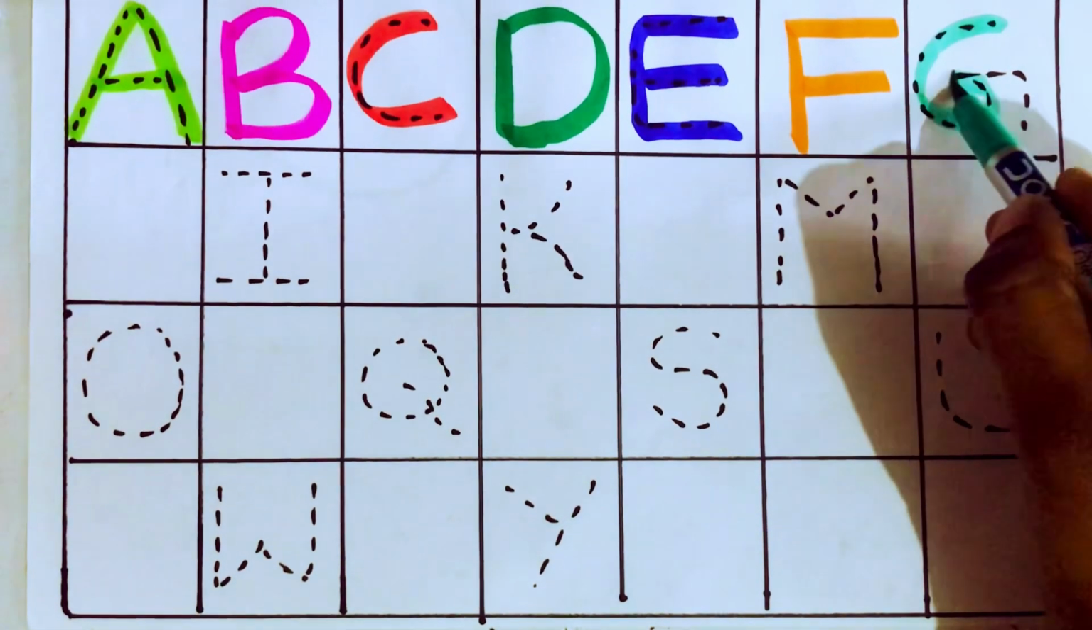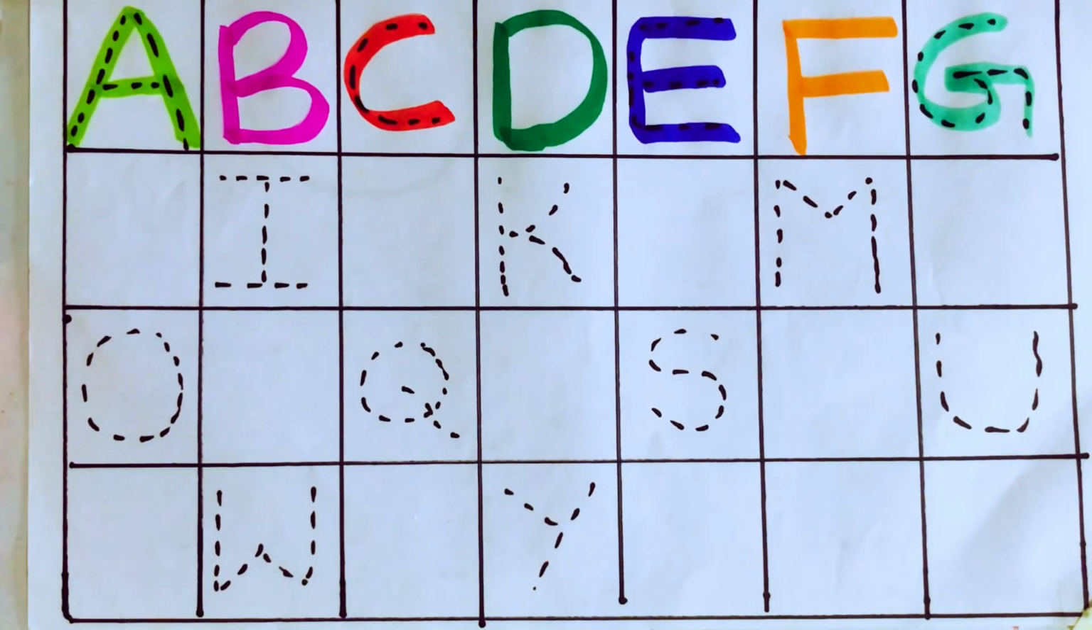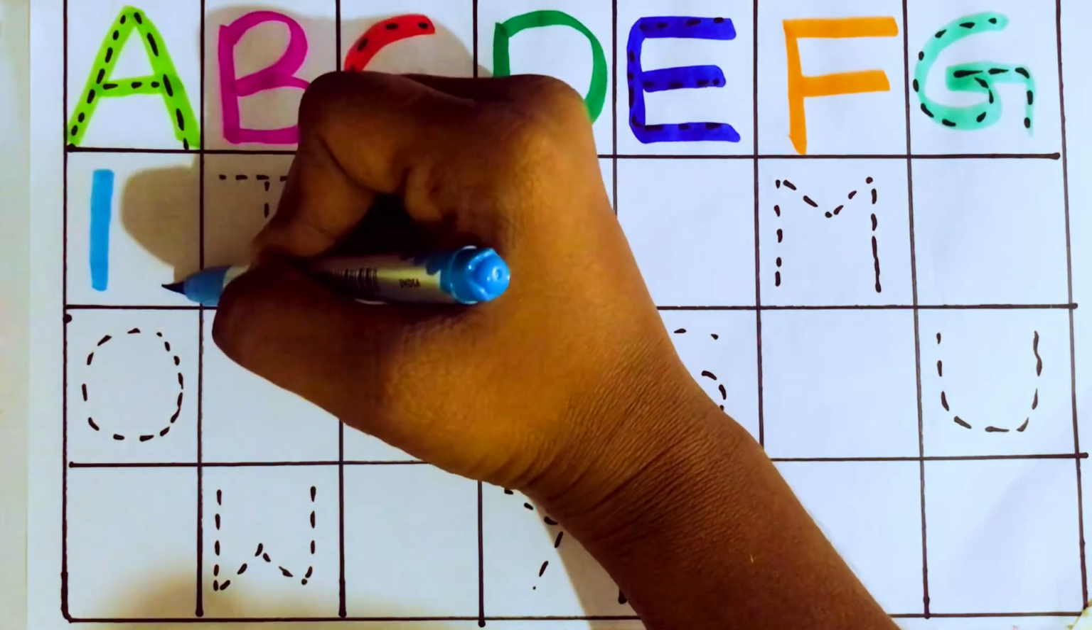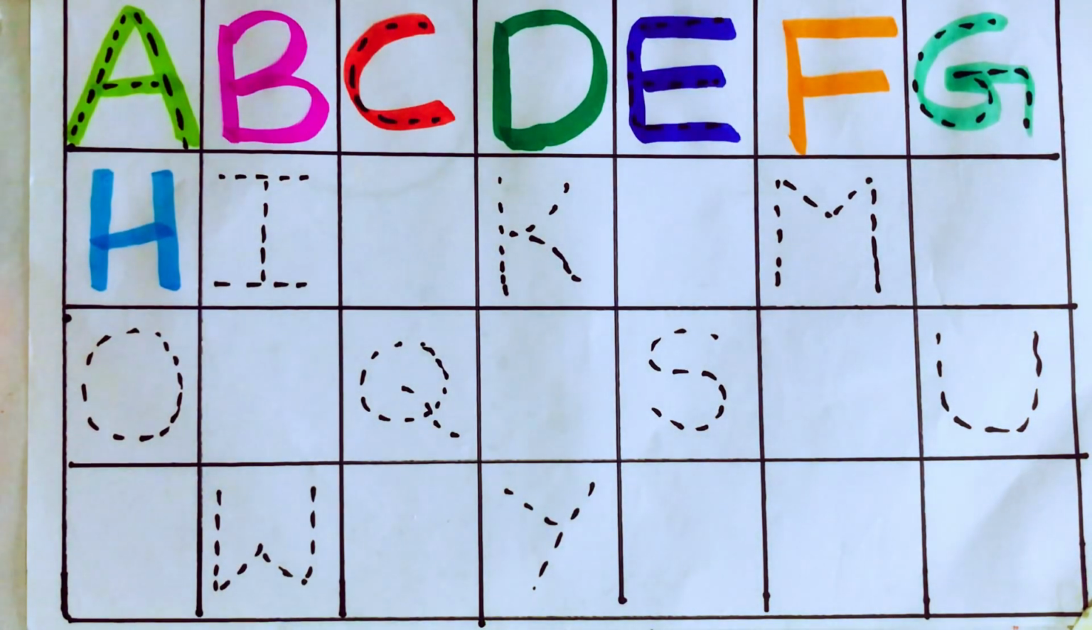Green color, F after G. Which letter kids? G. G for goat. G-O-A-T, goat. Sky blue color, G after H. Which letter kids? H. H for hat. H-A-T, hat.